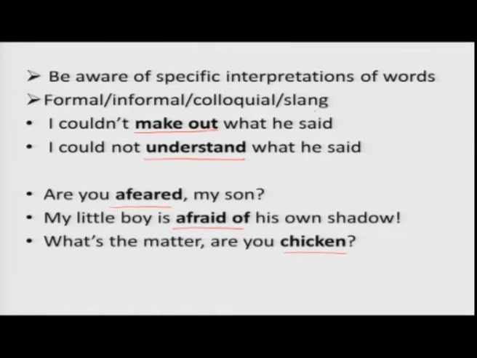Say for example, you are writing a research article. There you cannot use informal words, something like, for example, make out. That will be inappropriate. Similarly, you are talking to your friends, you are deciding which movie to go to or what to do over the weekend. Then if you use very formal words, that also sounds very awkward. So, depending on the context, you have to choose the words.